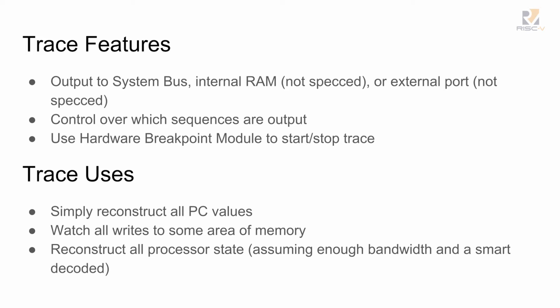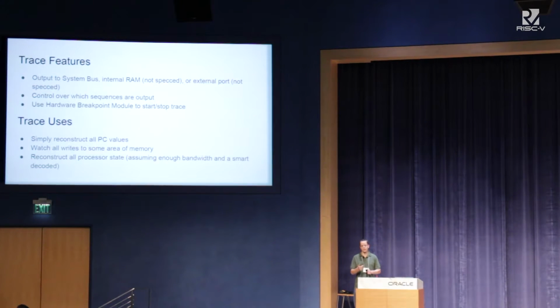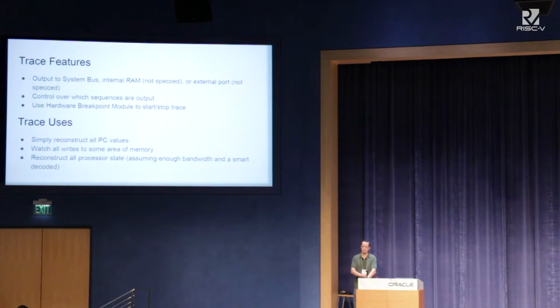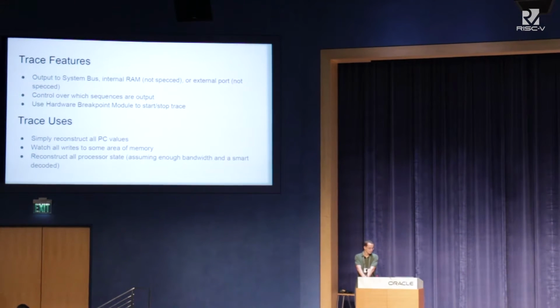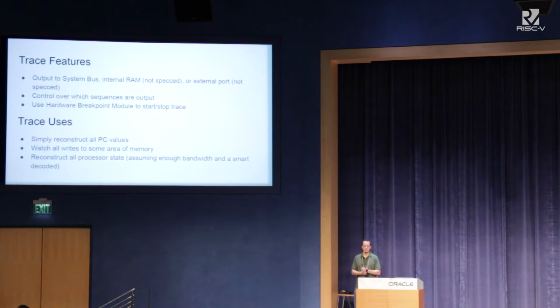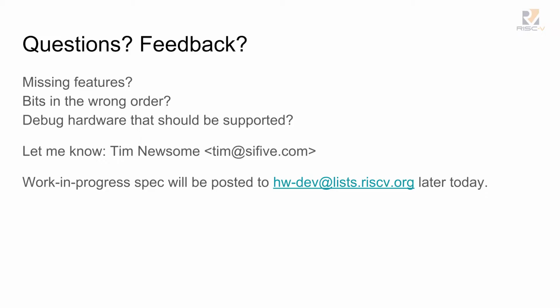To be at all efficient, the decoder would have to know what instructions are being executed, what every instruction actually does to all the registers. It basically has to include a simulator. But you can achieve all of these by picking the right selection of trace sequences. That's all I had to say.